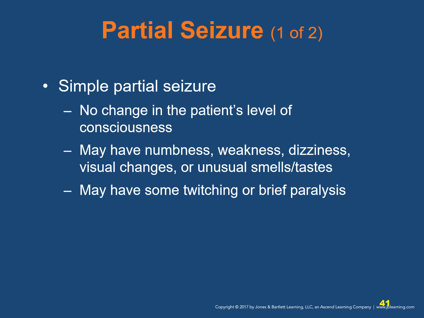A partial or focal seizure, if you remember I mentioned this a couple of slides back, is the type of seizure that begins in one part of the brain and is classified as simple or complex. A simple partial seizure presents no change in the patient's level of consciousness. Patients may have numbness, weakness, dizziness, visual changes, or unusual smells and tastes. They may also have some twitching or a brief paralysis.